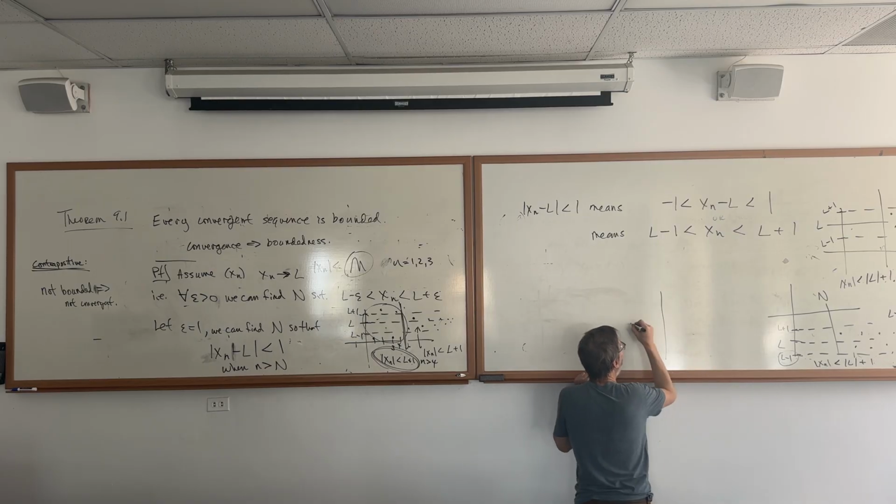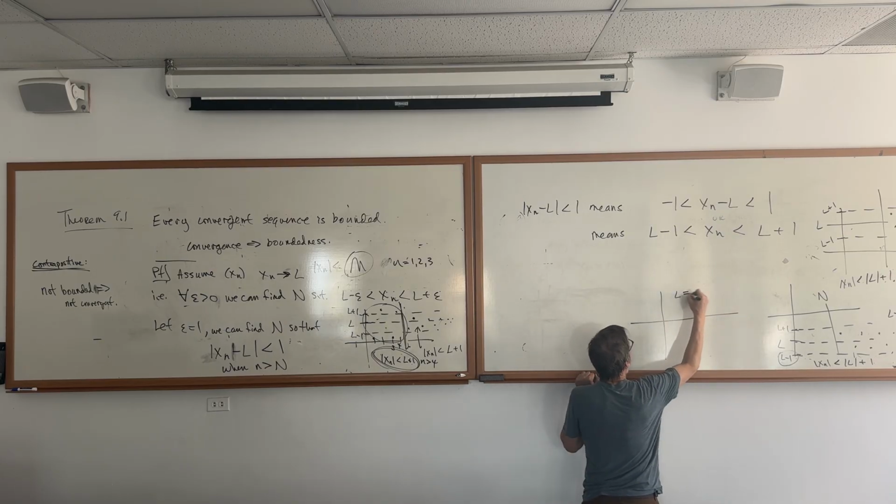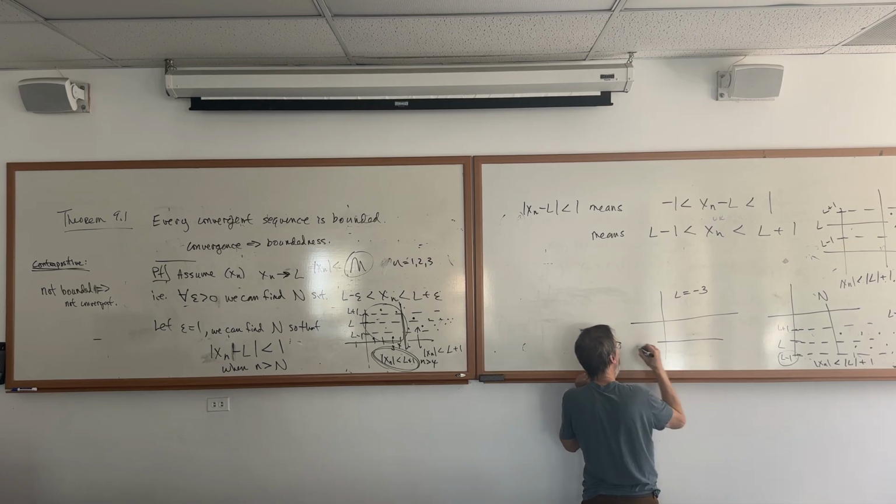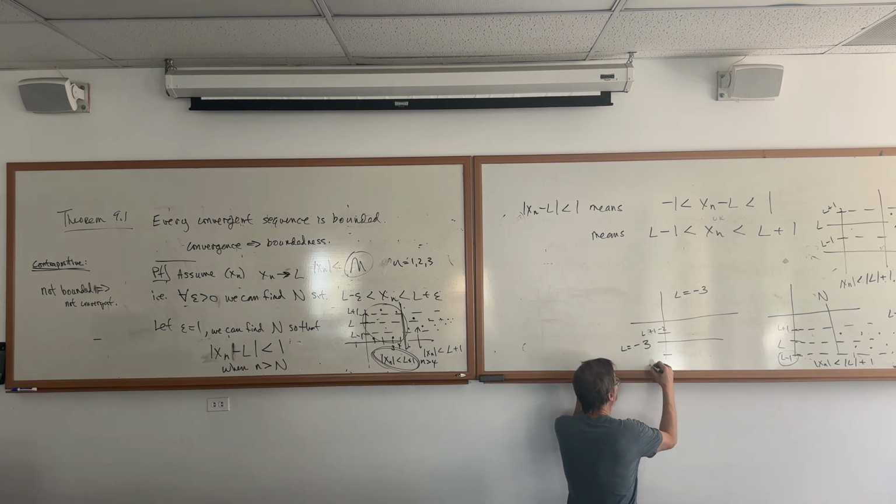Let's look at a specific example so you can see this. Let's say L equals -3. So here's -3, this is L. Here's L plus 1, and L plus 1 here is -2. And L minus 1 is -4.